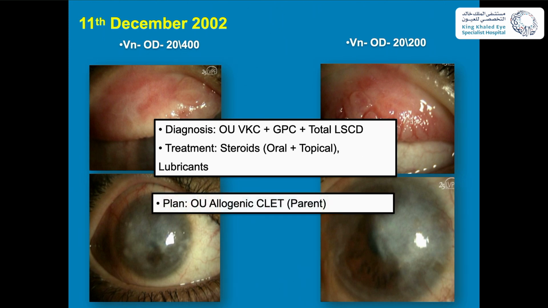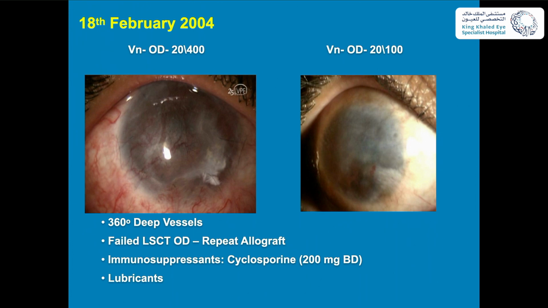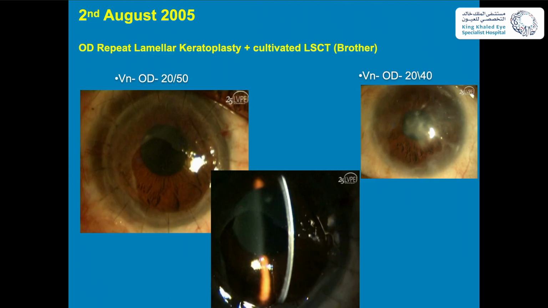At this stage, I decided to do the limbal allograft. The tissue was donated by his mother, and we did cultivated limbal epithelial transplant. It worked for a few years, then it failed. He was on systemic cyclosporin and azathioprine. He underwent multiple procedures. The second time I did cultivated limbal epithelial transplant from the brother, and then did a LK along with the allo CLET. And again, that worked for a few years.